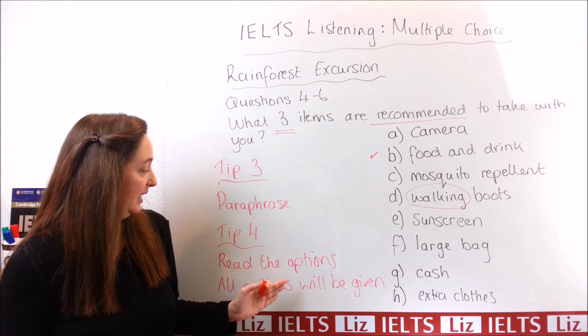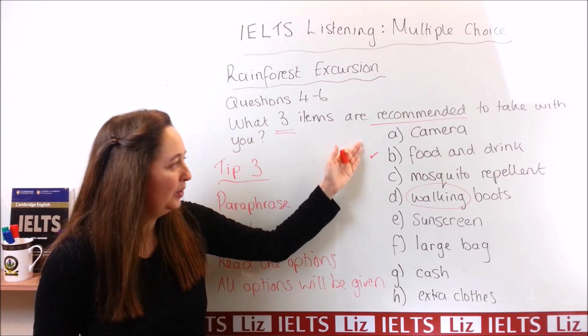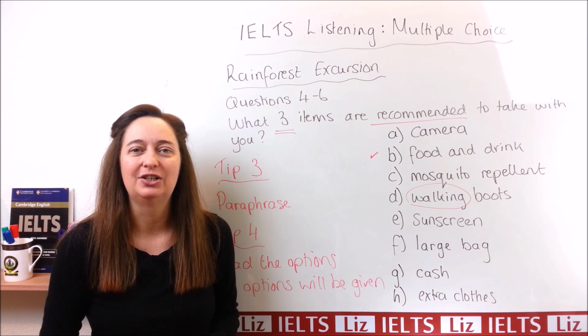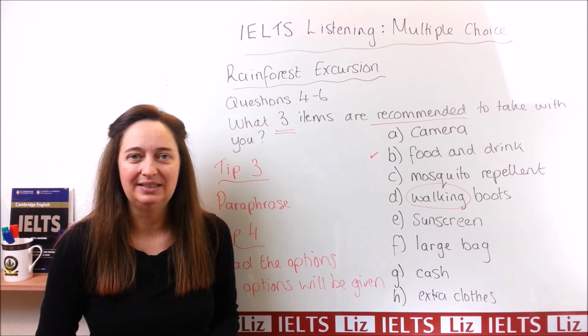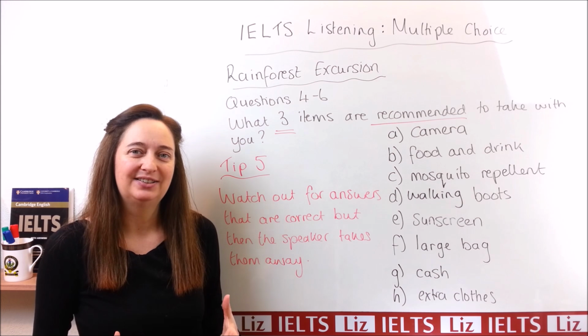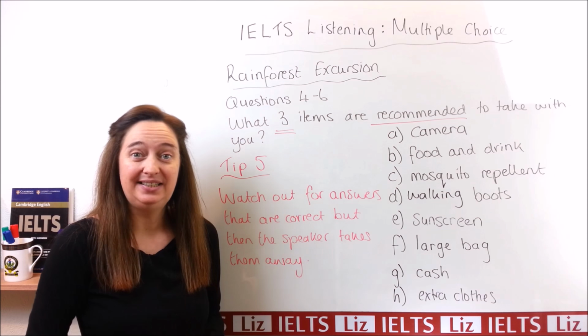So basically, tip number 4 is pay attention, keep listening. Don't think that the first option is your answer, because all these options will be mentioned in the listening, but you need to listen for the 3 recommended items. And the last tip. The last tip is all about a common trap that IELTS like to give in their listening test. And this is a trap that really tests your ability to concentrate and listen for detail.